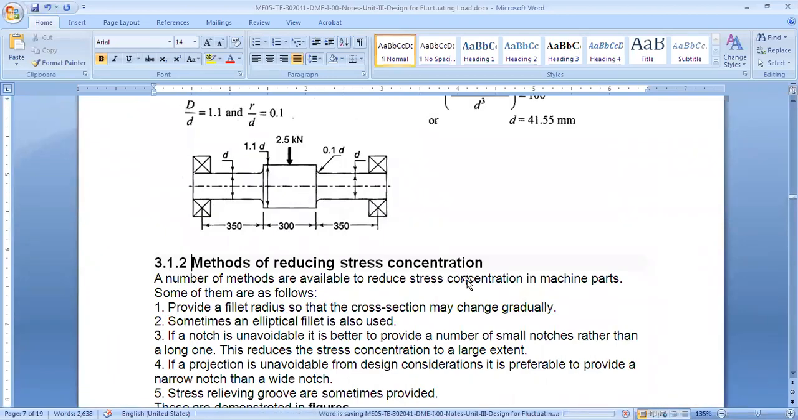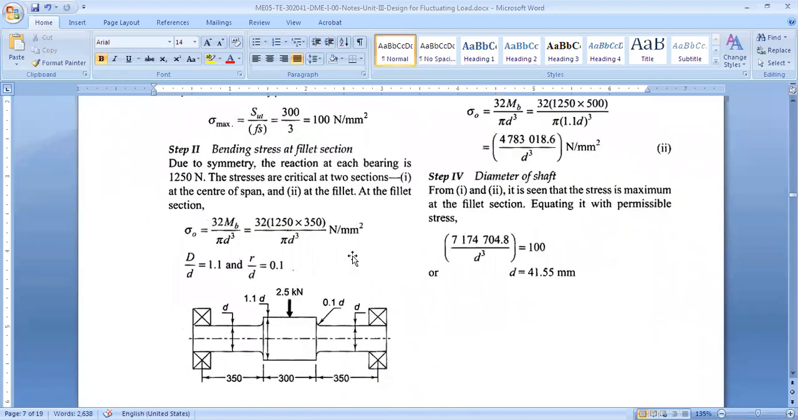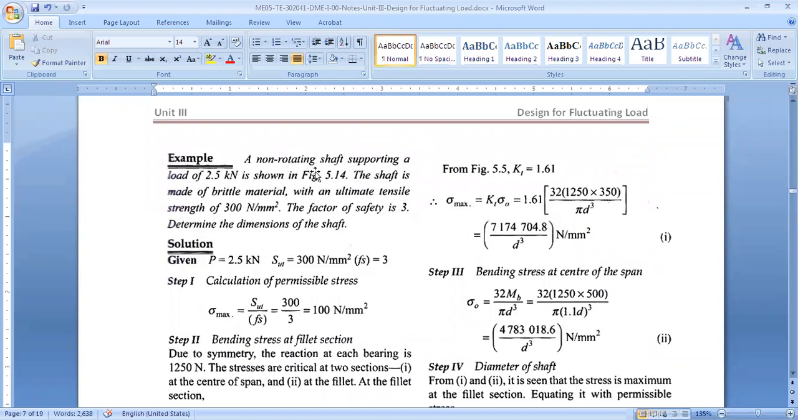Now I will give you a feel of what stress concentration factor is. They have given that a non-rotating shaft supporting a load of 2.5 kilonewton is shown in the figure. So they have given a figure.